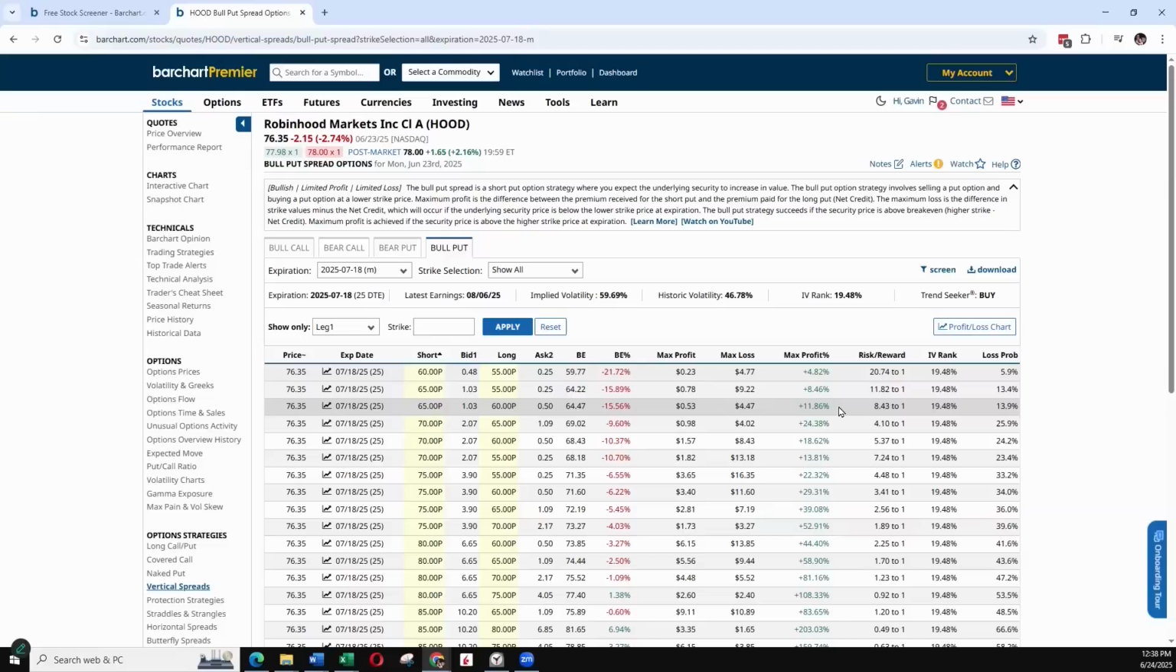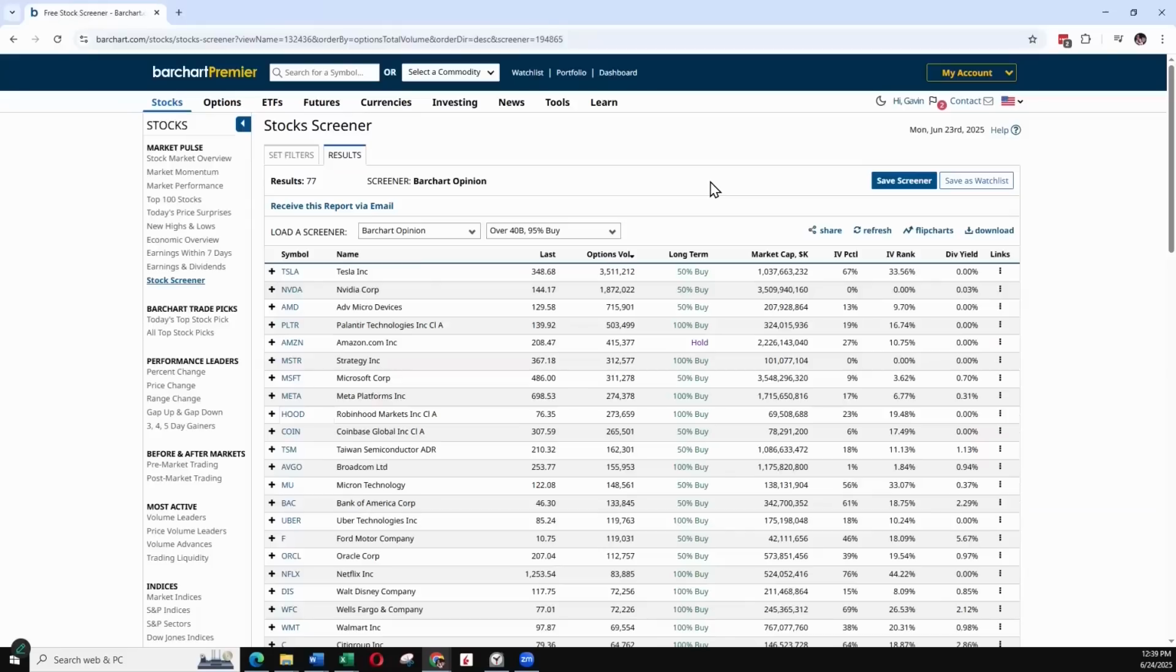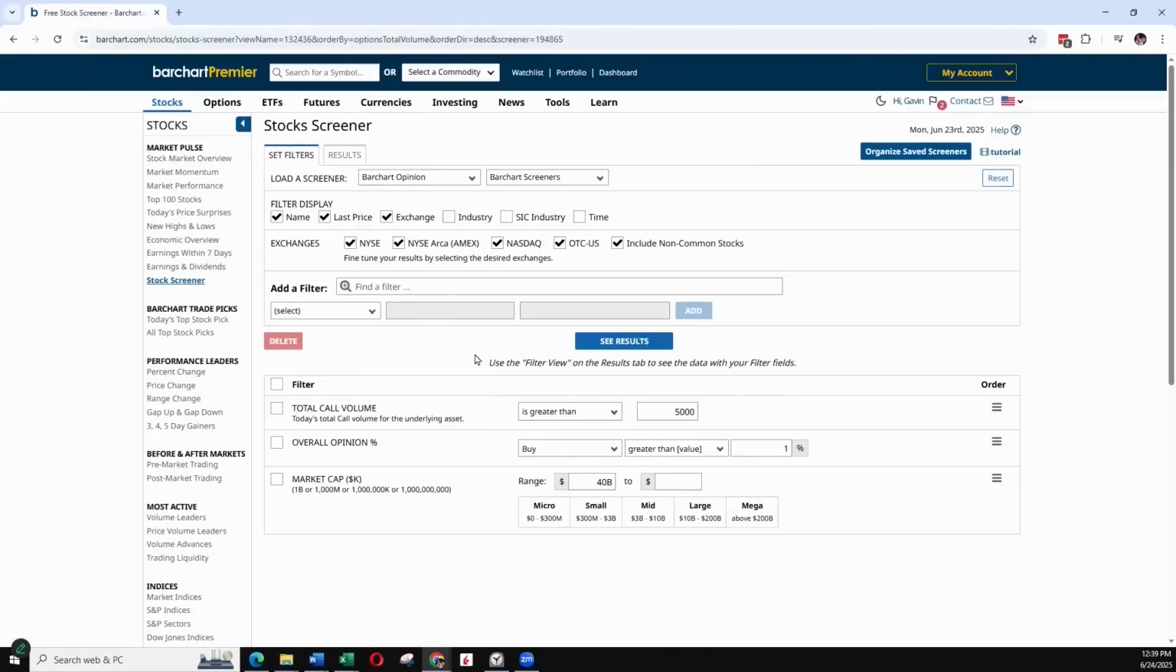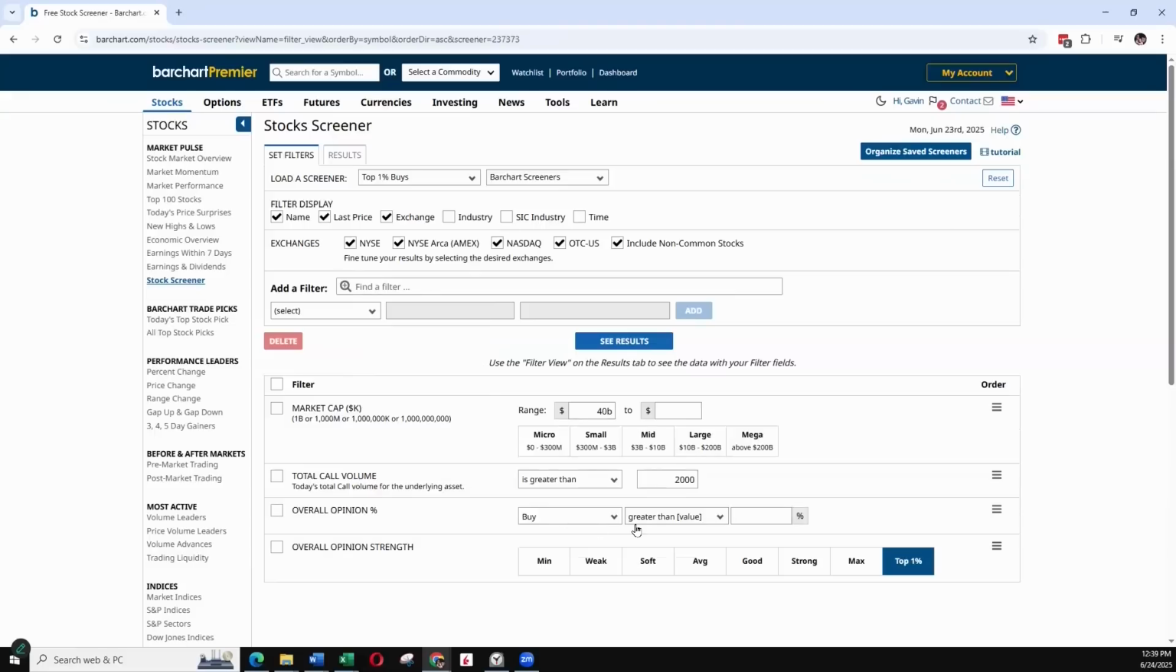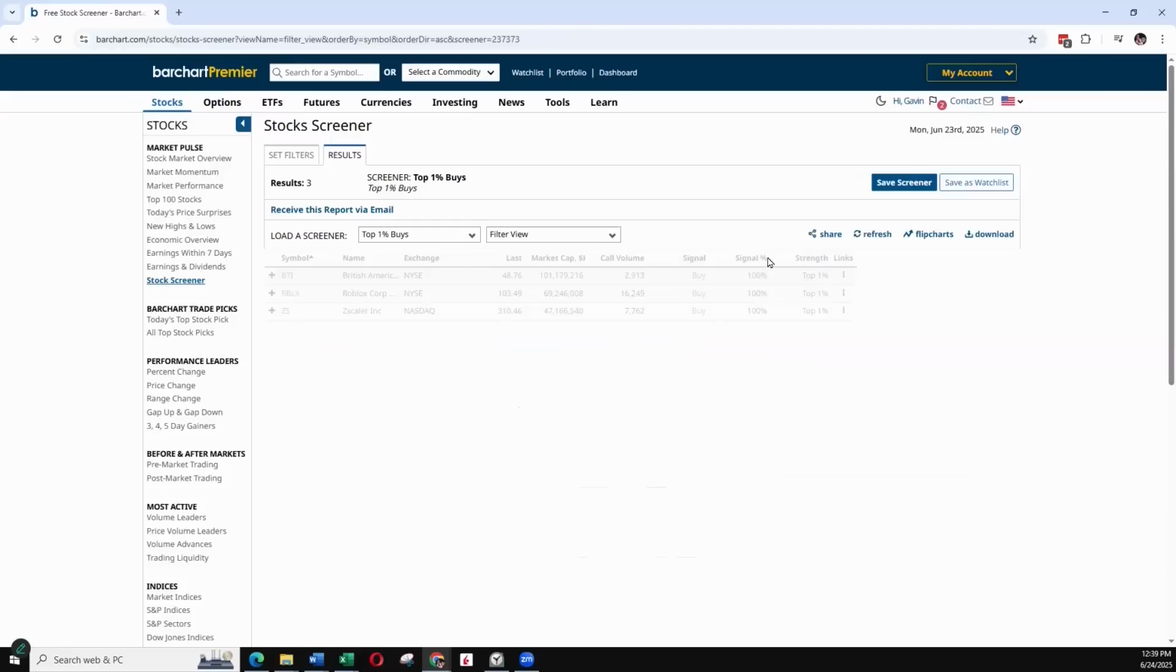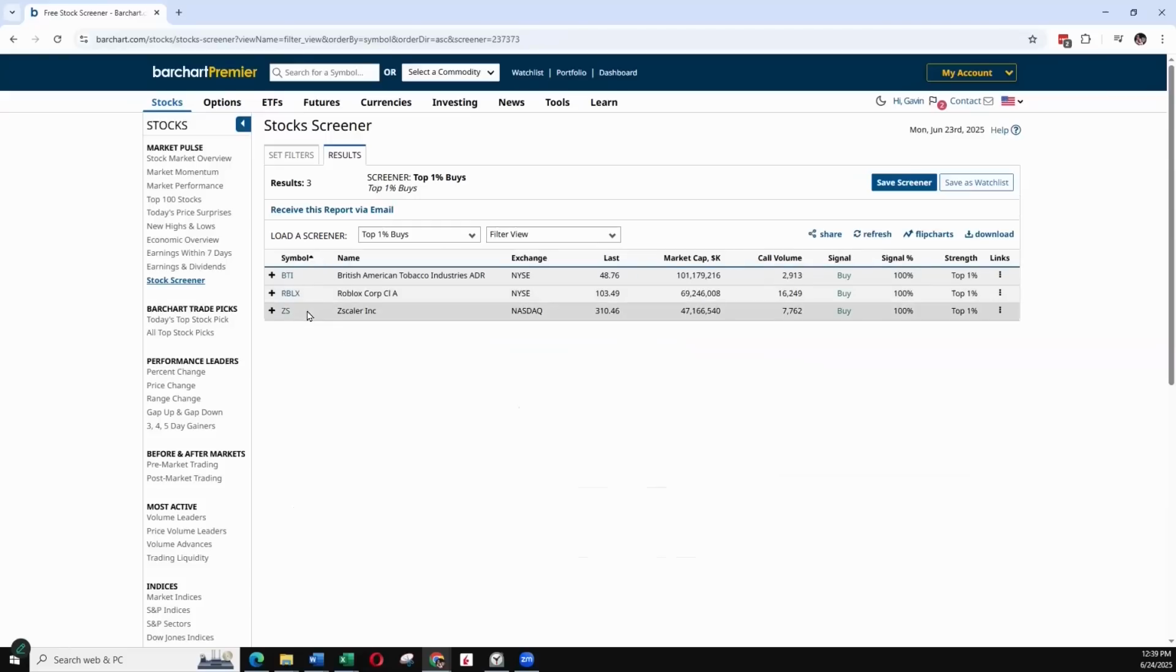So that's a really good candidate there that we've found on a bullish stock, a bull put spread that's outside the expected move. Let's go through a couple more of these scanners. Another one I like to use is the top 1% buys. So again, this is just looking for the top 1% of stocks according to the Barchart opinion, good call volume and large market cap. And we're not getting too many here, but Zscaler was one that caught my eye here.